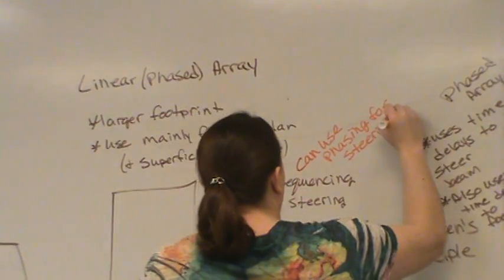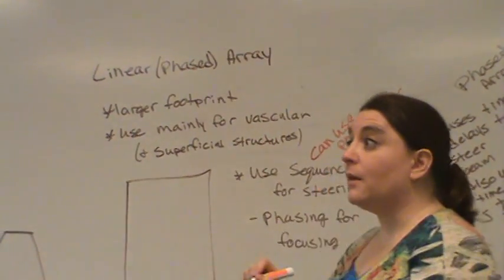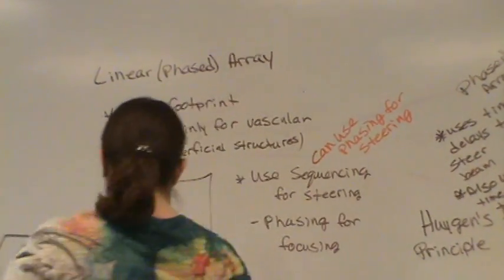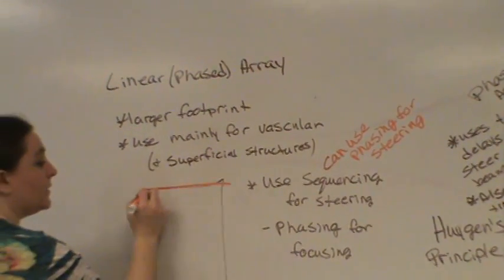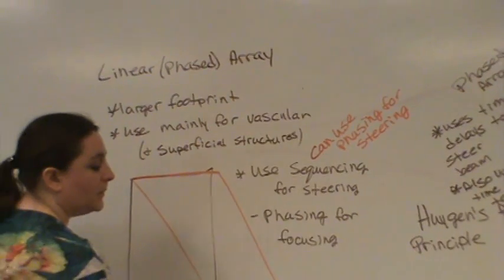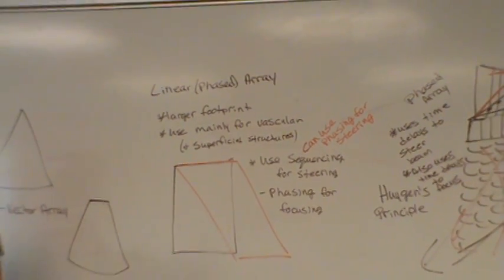It can use phasing for steering as well. This is how we get the parallelogram shaped image. Remember we were just talking about how I can steer the beam, steer the image, so I can come up with a parallelogram like that.